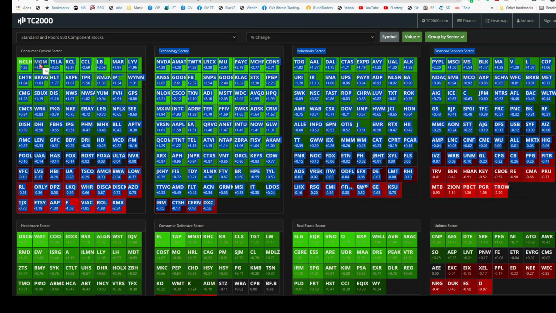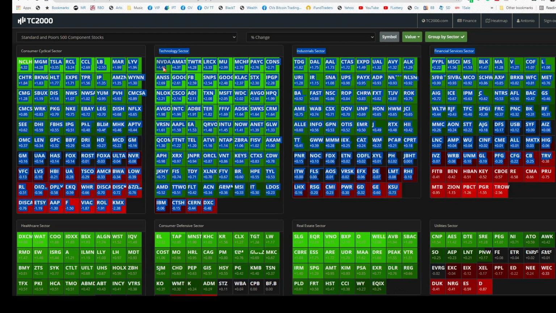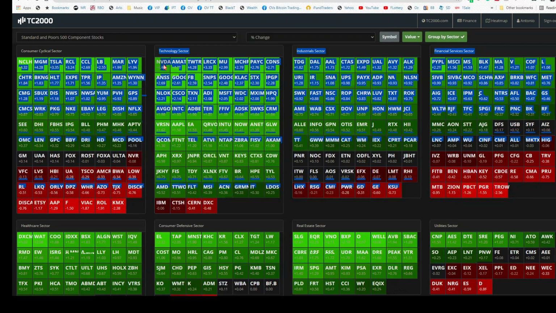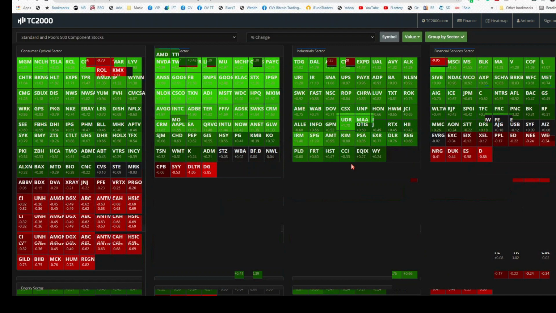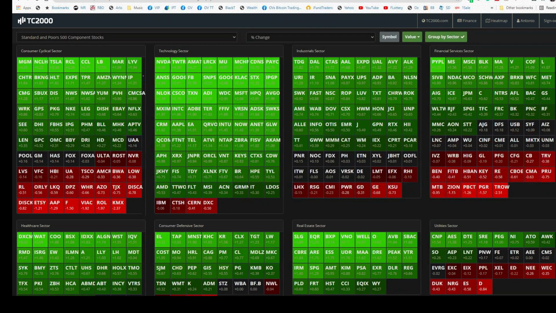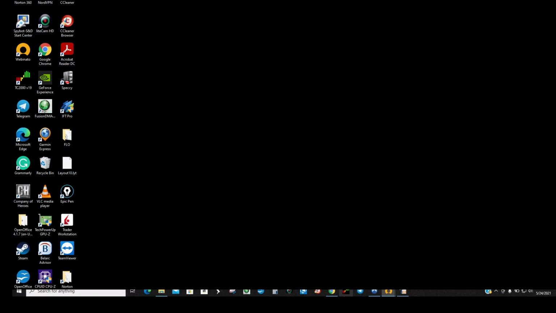MGM's up. Norwegian Cruise Line, Tesla, RCL. You see, so the cruise lines look like they're nice and up today. Nvidia, oof, it's up nicely. One of my favorite stocks to play is Nvidia. I mean, not to play, to invest in long term. Great company. So those are the charts, how the market is doing.